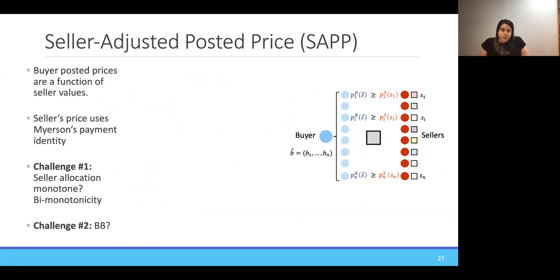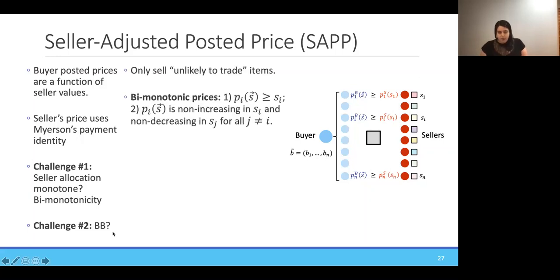Now I want to bound that quantity using the seller adjusted posted price mechanism. Again, let me say what that was. Buyer posted prices are a function of seller values. The seller's price would use the Myerson payment identity. Our challenge was, is the seller's allocation monotone and is it budget balanced? Notice that we're only selling those unlikely to trade items. The second is that we're going to enforce that our prices are bi-monotonic. This is a concept we introduced. If it sounds unfamiliar, I just made it up.